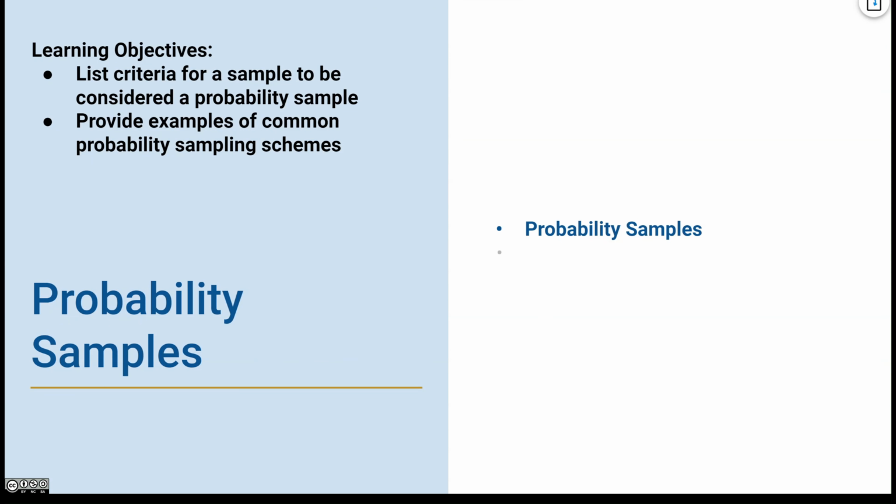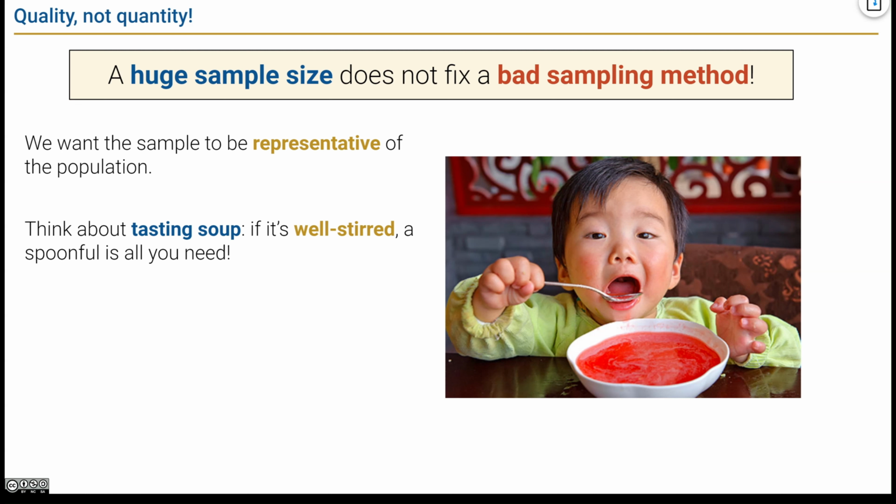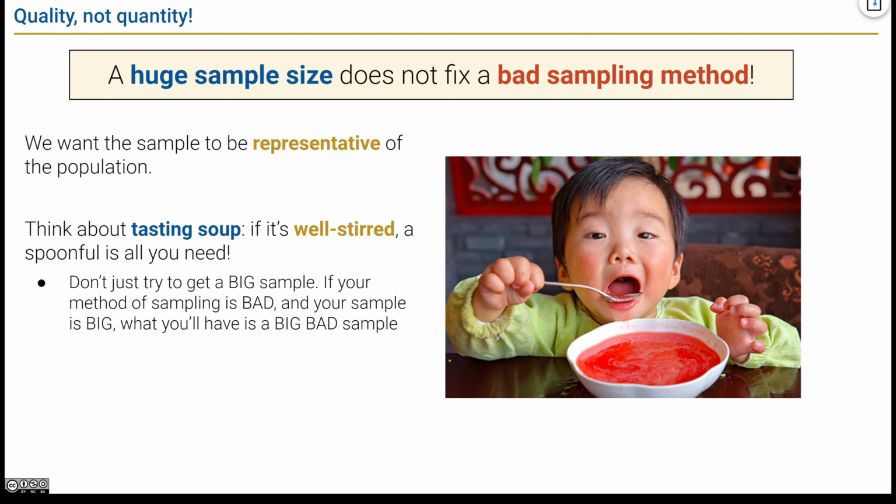Now we're going to describe some common sampling schemes that will allow us to quantify the chance error involved in any sampling process. A big takeaway here is a huge sample size is not going to fix a bad sampling method. My analogy here is tasting soup. If it's well stirred, a spoonful is all you need. But if it's not well stirred, then you're going to need much more than a spoonful to get a good representative sample of the population.